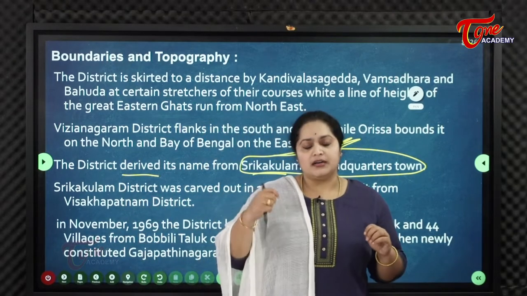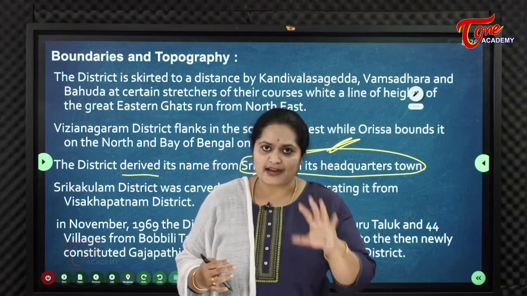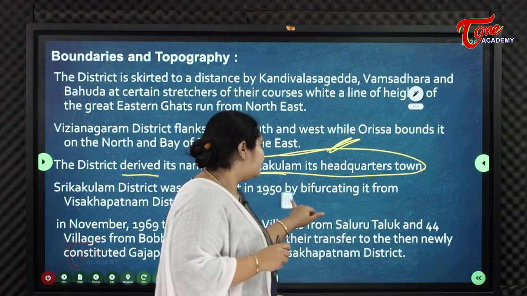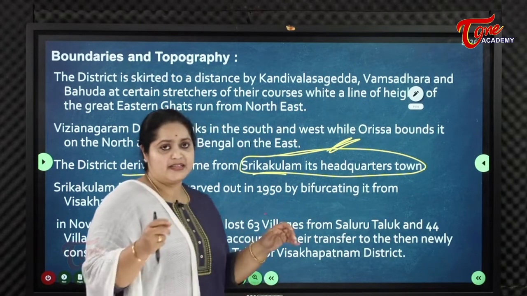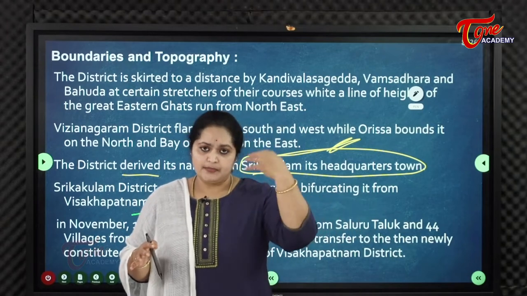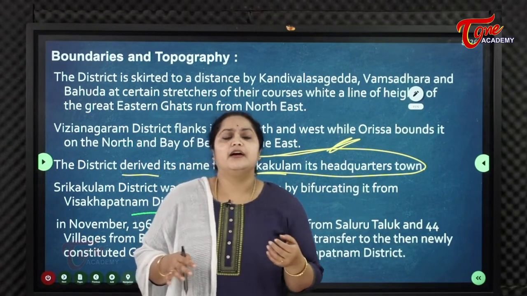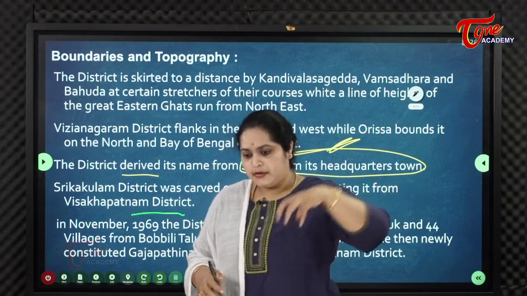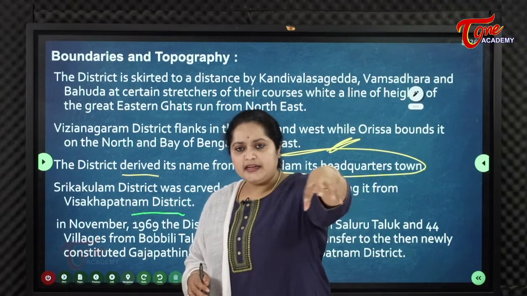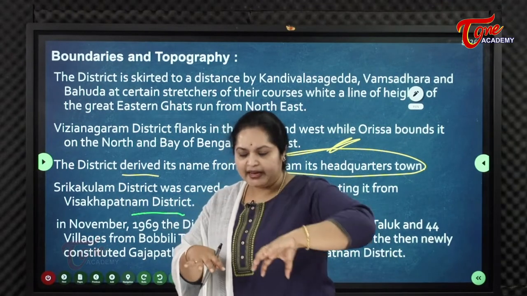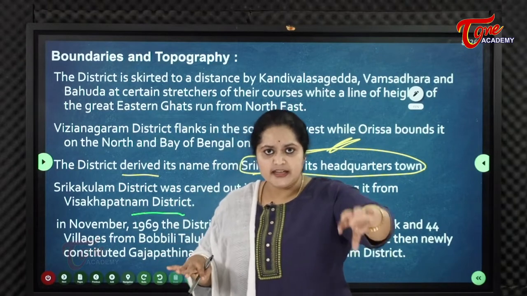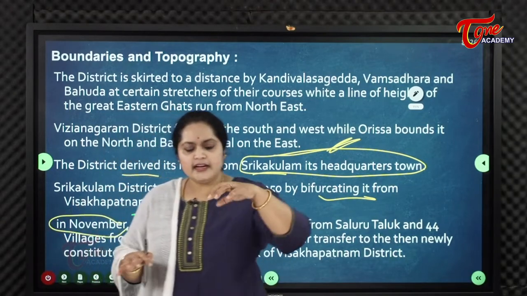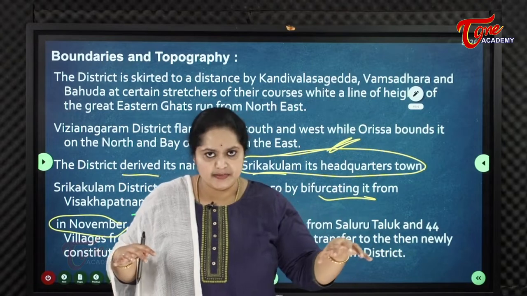Actually, Srikakulam was a part of Vishakhapatnam district. But in August 1950, it got bifurcated from Vishakhapatnam district. Earlier, it was under the Vishakhapatnam district's control. But on August 15, 1950, it was carved out. They made a separate district, carving Srikakulam and parts of Srikakulam from Vishakhapatnam district in 1950.